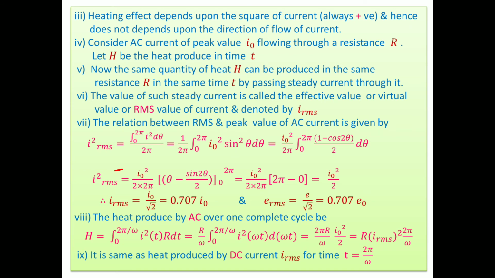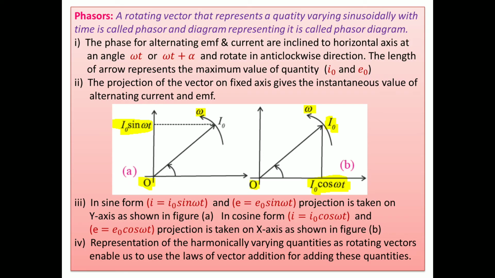After calculation we directly get 2 pi r upon omega times I naught square upon 2, integration is not important, which is equal to R times I RMS square times 2 pi upon omega. From this, it is the same as the heat produced by a DC current equal to the RMS value of the current for time t equal to 2 pi upon omega. That means the heat produced by AC and by DC are the same after time 2 pi upon omega. So this is the effective value.